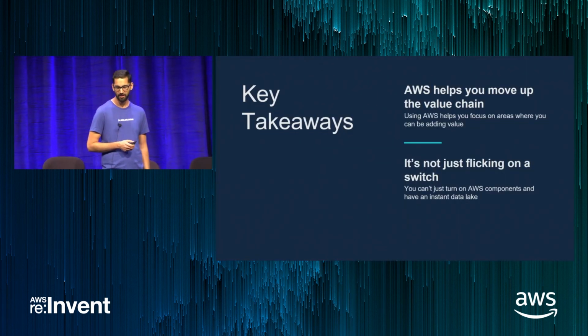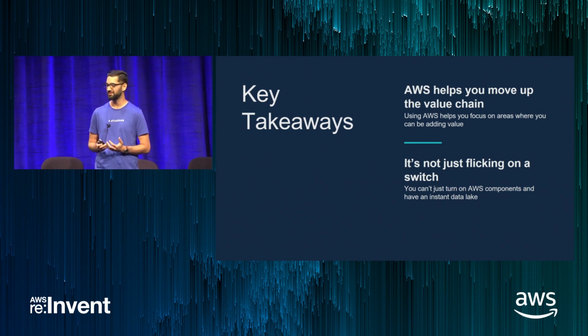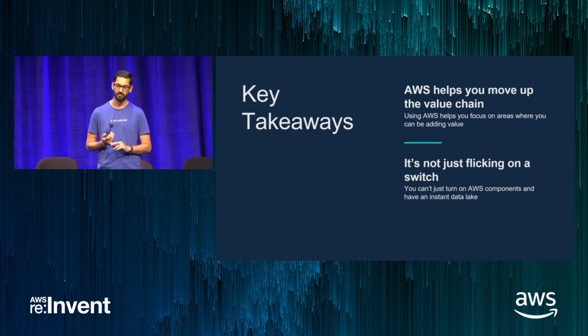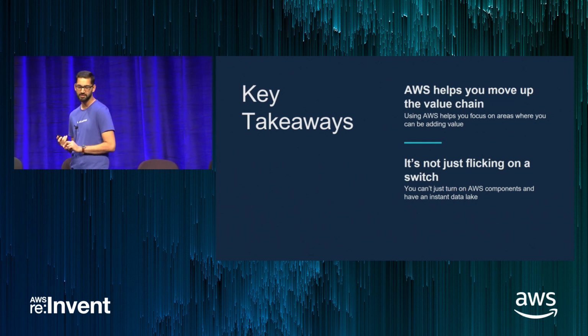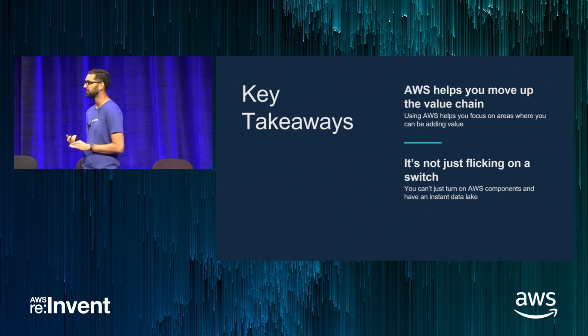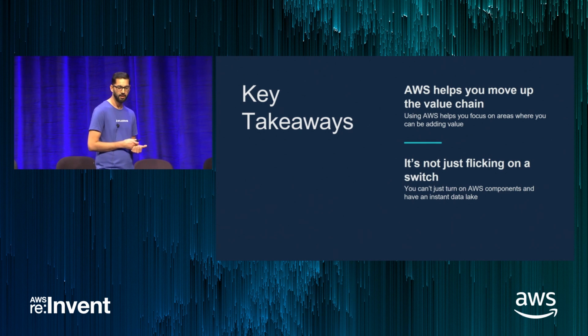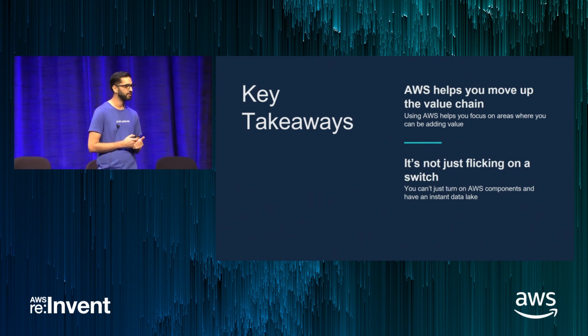In the future, key takeaways that I hope I've shared: one is that AWS helps you move up the value chain. They provide services for things that are becoming commodity and utility, for example, Kinesis versus running your own Kafka cluster, or Athena versus running your own EMR Presto cluster. And this has helped us spend less time maintaining things and more time focusing on adding value elsewhere.